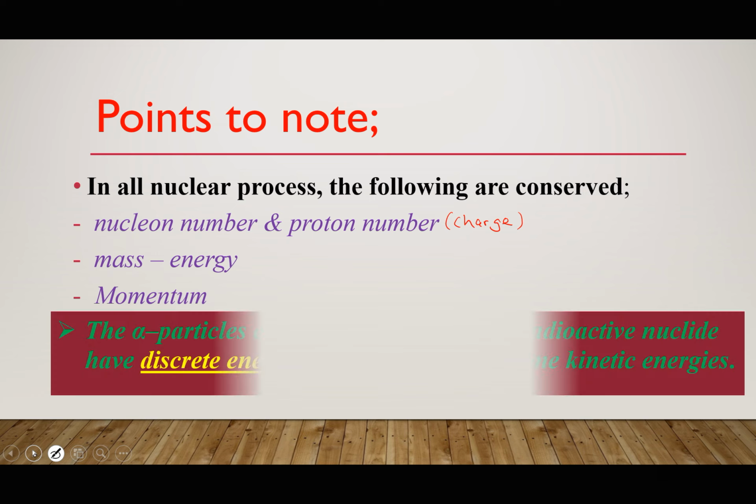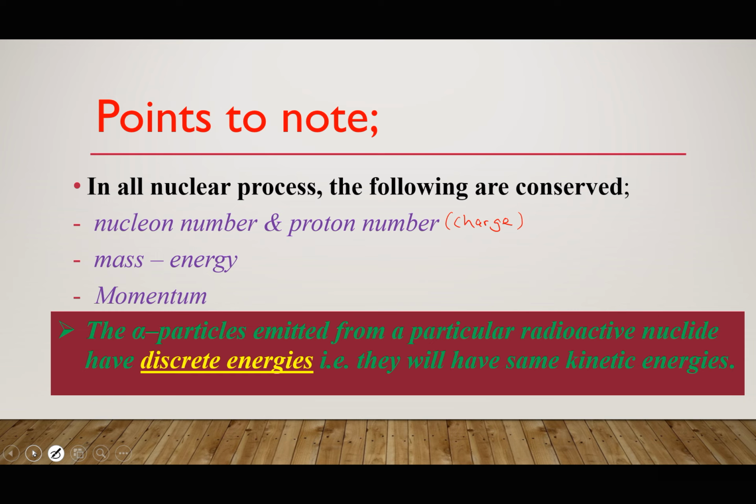One important thing we need to note is that the alpha particles emitted from a particular radioactive nuclide have discrete energies. What do I mean by discrete energies? Alpha particles emitted in any radioactive process have the same amount of energy. They will have the same kinetic energy. So we say they have discrete energies. So if 5 alpha particles are emitted, each alpha particle has the same energy as the other. Later on, we shall see beta particles emitted with a continuous range of energies. But alpha particles are emitted with discrete energies.